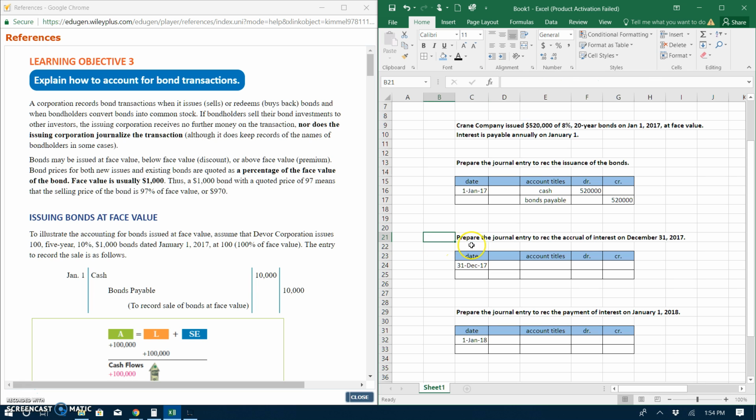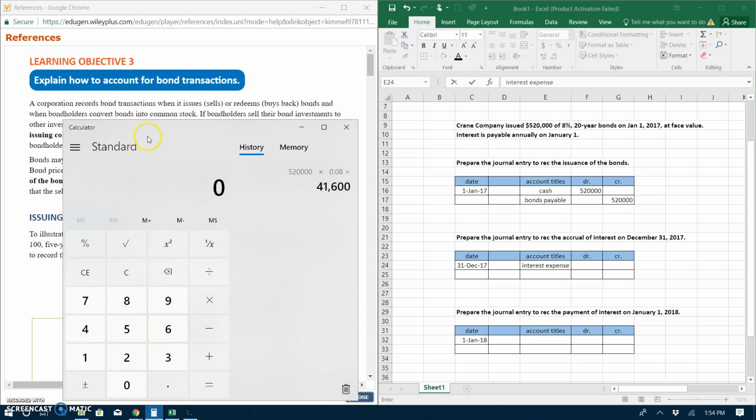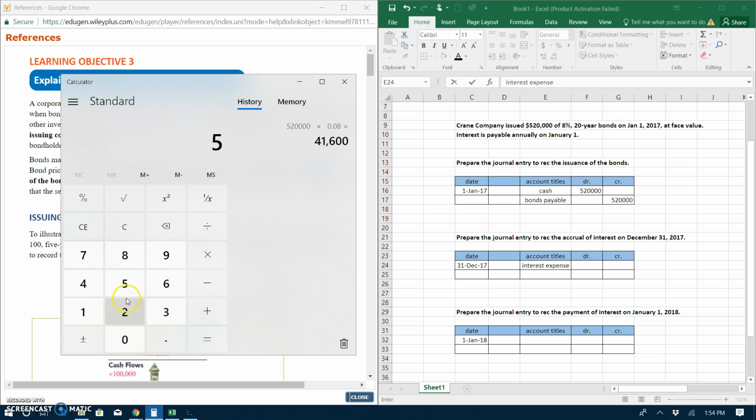So, second step, prepare the journal entry to record the accrual of interest on December 31st, 2017. So to do that, we will debit the expense of the interest with a wee bit of math here. Again, at face value makes it simple. 520,000, and we know it's at 8%, and that gives us 41,600. So we'll debit that expense, 41,600.